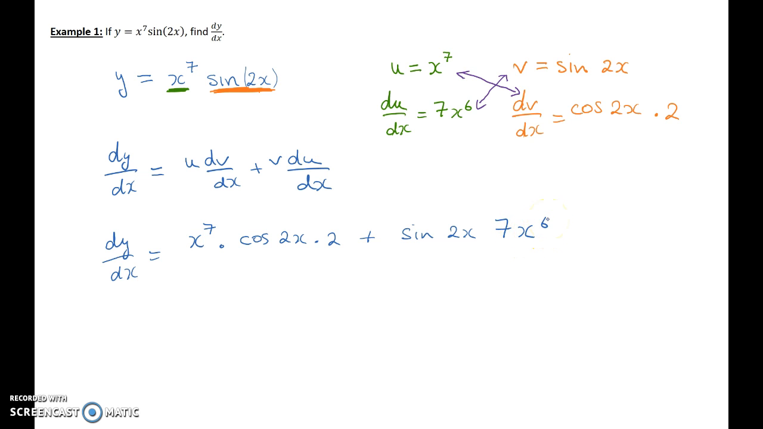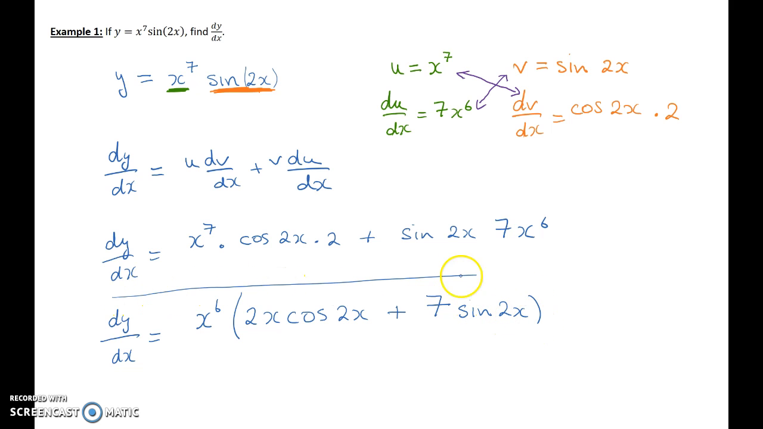Now, if you do have a common factor, it's common to take that out here. And the common factor in this case would be x to the power of 6. And if you remove that, usually you rewrite these with the trig part at the end and the constant part first. So this would be 2x cosine 2x plus 7. We've taken x to the 6 out already, so it's just 7 times the sine of 2x. Okay, and that's it.